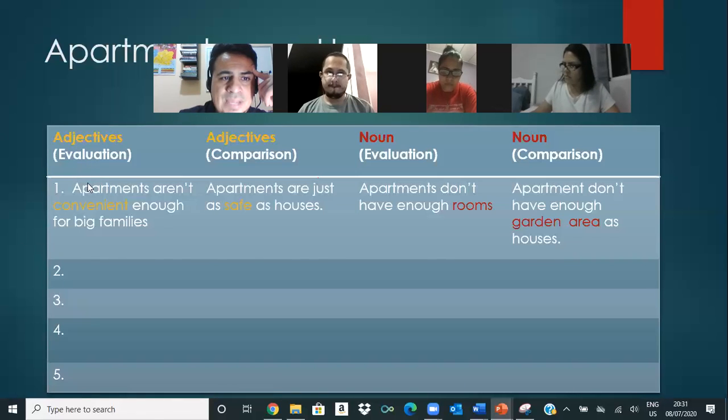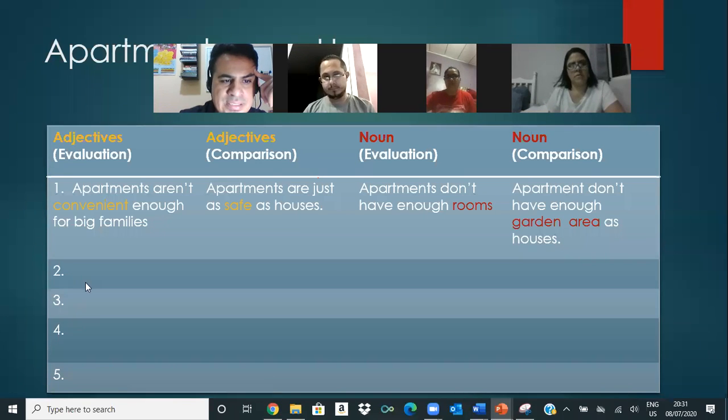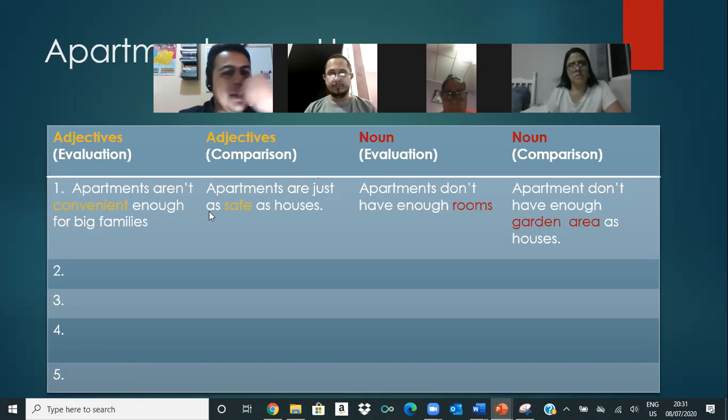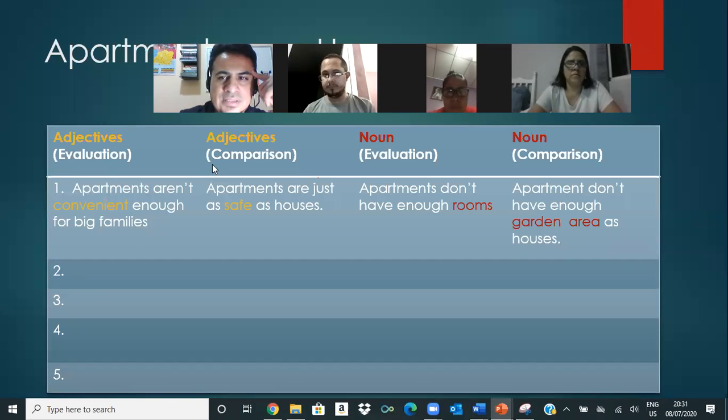All right, adjectives, for example. Here, apartments aren't convenient enough for big families. Okay. Les voy a también pasar este cuadro como ejemplos. Ustedes van a llenar los espacios aquí. Quiero que hagan por lo menos 1, 2, 3, 4. Okay, adjectives, evaluation. Apartments aren't convenient enough for big families. That's my opinion. Adjectives, comparison. Apartments are just as safe as houses. Okay. Estoy diciendo que los apartamentos son igual de seguros que las casas. Apartments are just as safe as houses.